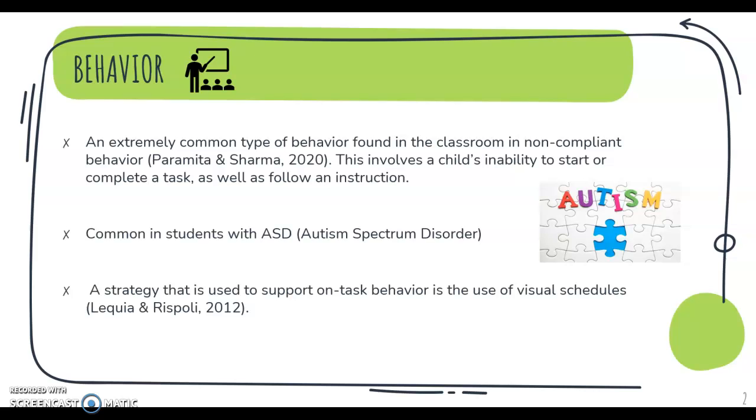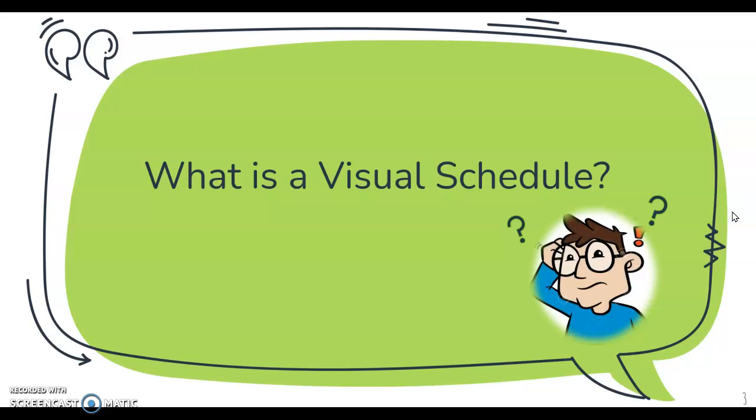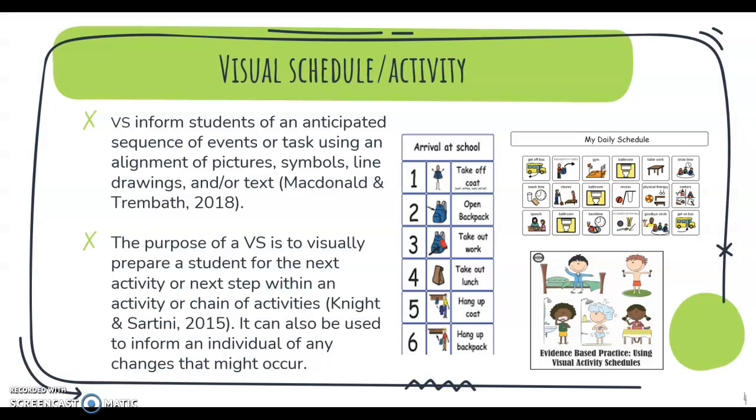Students with disabilities tend to struggle with non-compliant behaviors more than students without disabilities. Specifically, non-compliance is a common trait that children with autism spectrum disorder, ASD, have. These behaviors cause students with autism, as well as their peers in an inclusive classroom, a tremendous setback in their academic and social success. A strategy that's used to support on-task behavior is the use of visual schedules, which we have here. So what is a visual schedule?